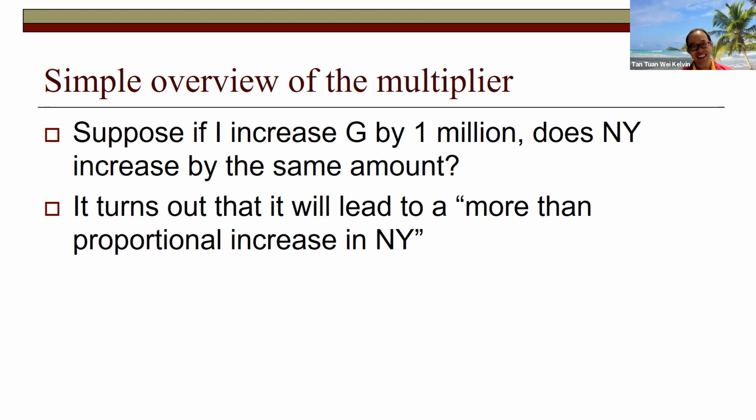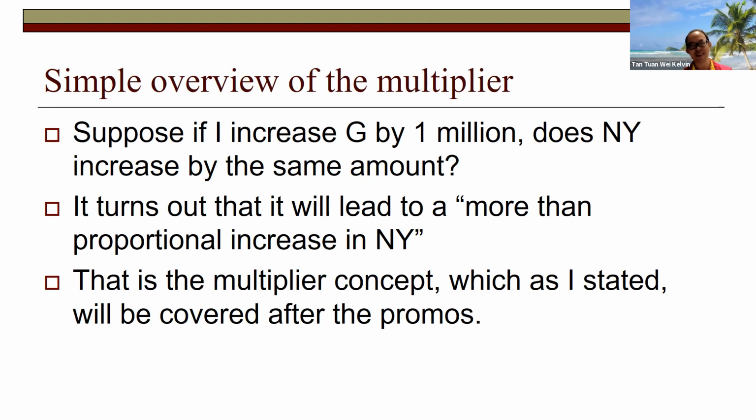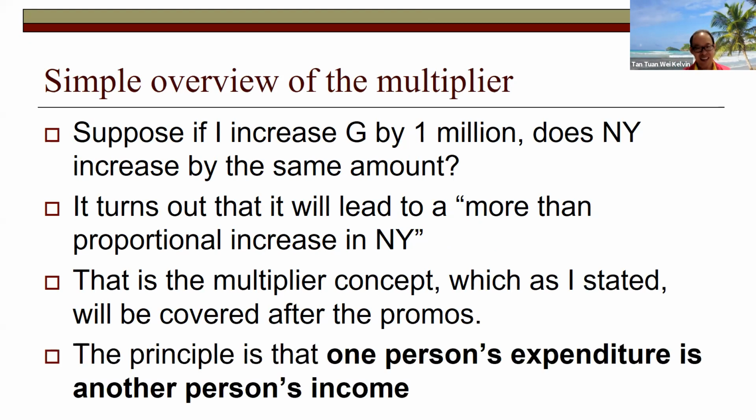Okay, it turns out that it will actually lead to a more than proportionate increase. So if I increase G by 1 million, national income usually increases by more than 1 million. This is the multiplier concept, which as I've stated, will be covered after the promos. And this is the basic principle.